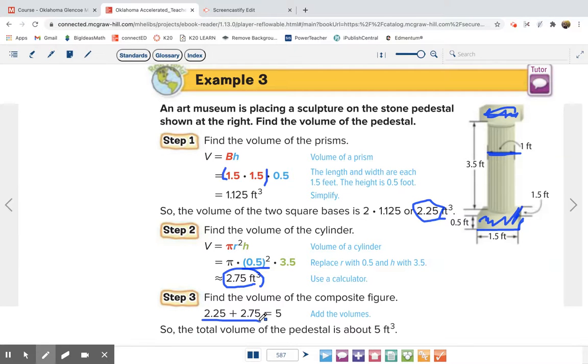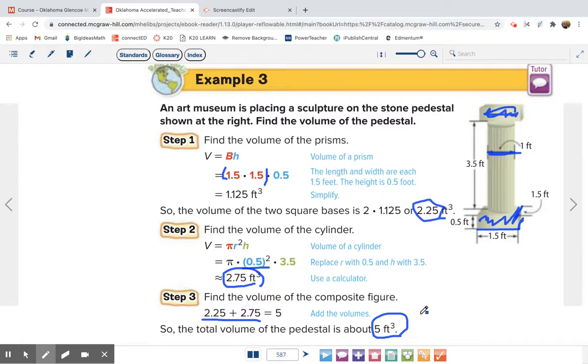So then we add those together to get your total, and it comes out to 5 feet. So the total volume, remember volume is everything inside of a 3D shape, 5 feet cubed.